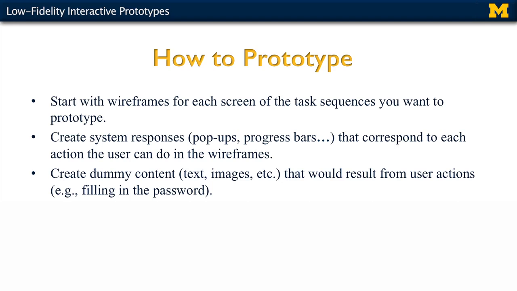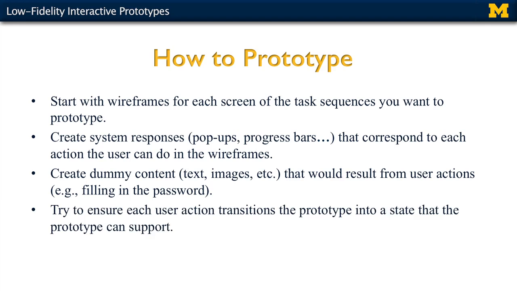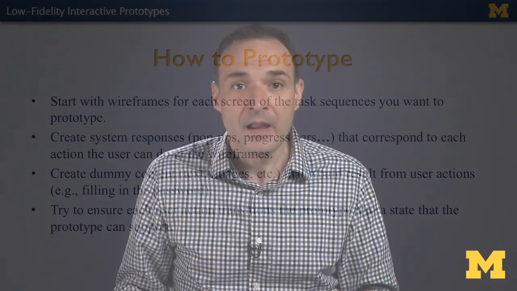Finally, to try to ensure that each user action transitions the prototype into a state that the prototype can support, you should really think through the full task sequence and then make sure that the prototype contains all the elements that task sequence requires. When you do that, you end up with a representation of the design that can literally be run. That can be manipulated in a way that transitions the prototype from one state to the other to provide stakeholders with an experience of how the system would behave if it were actually coded up and created to be real.